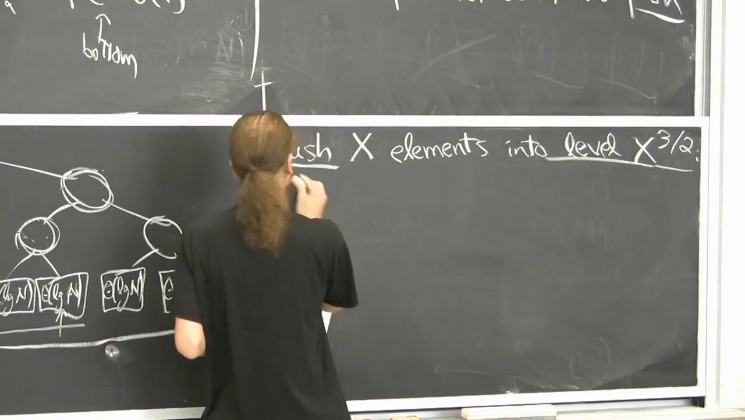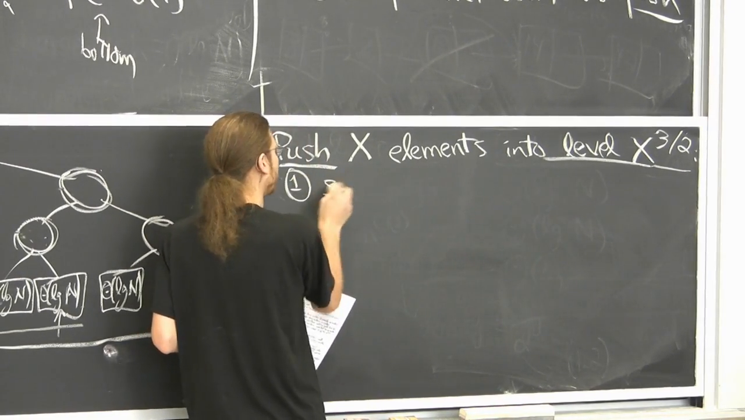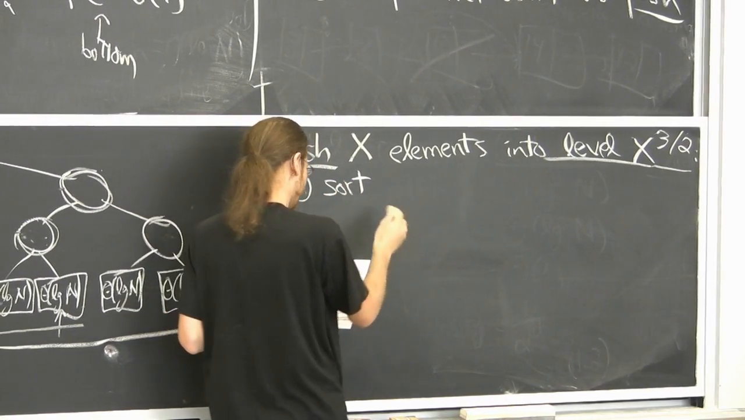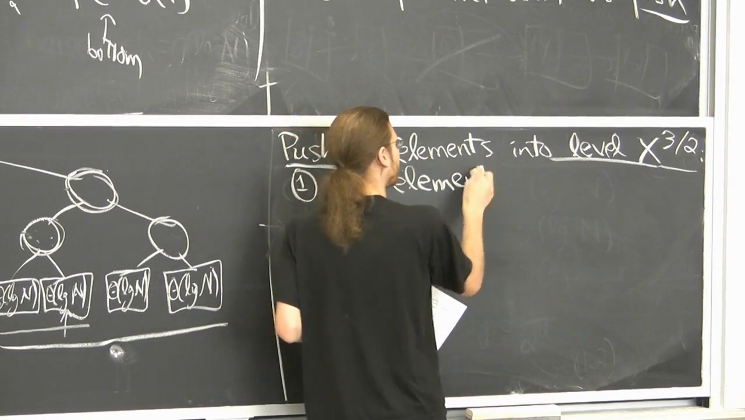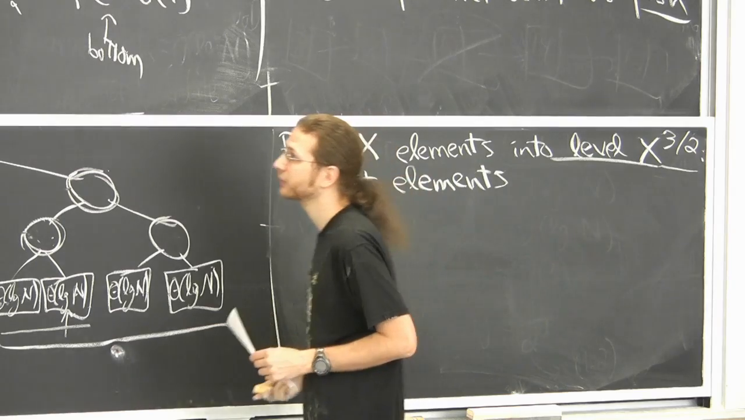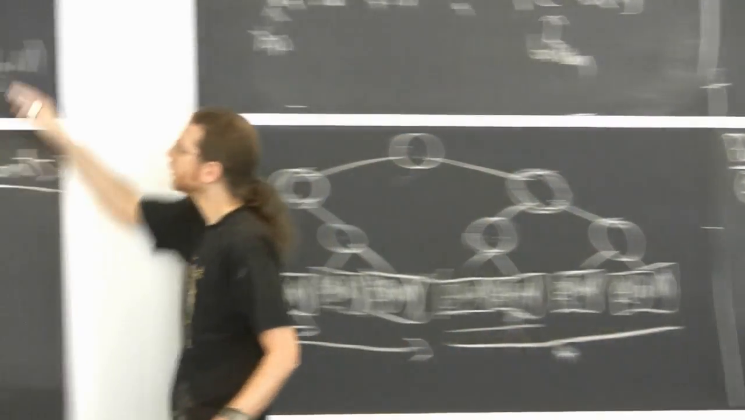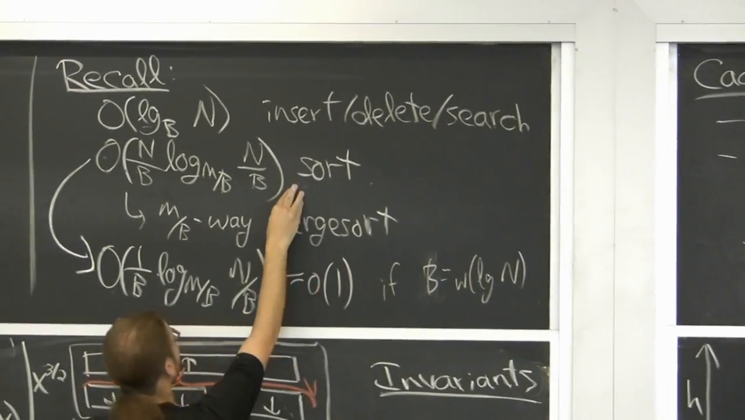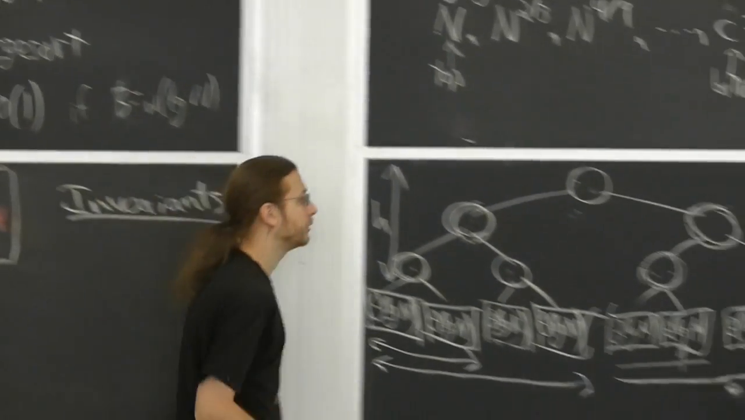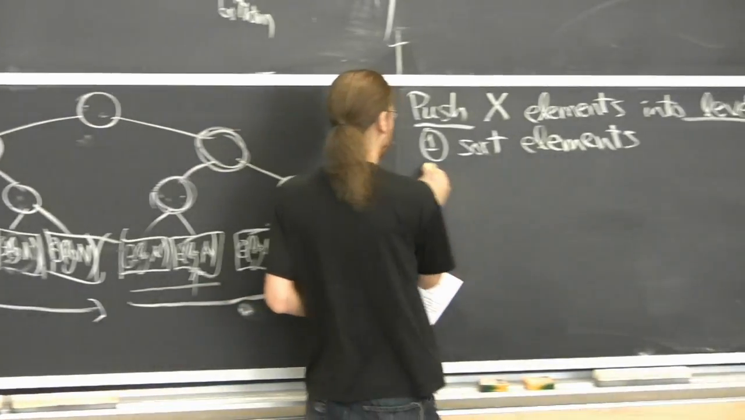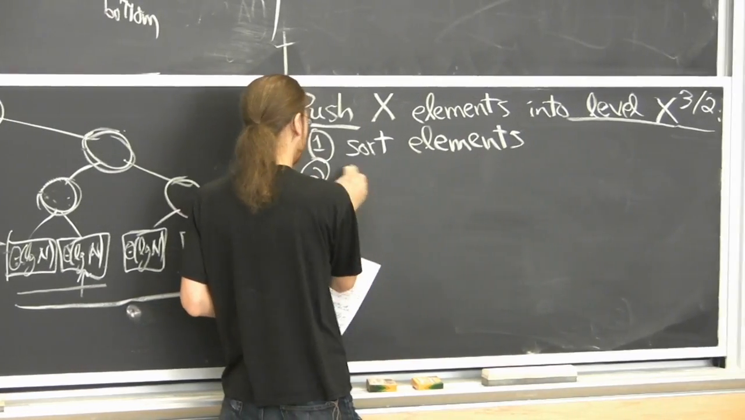So how do we do this push? First thing we do is sort those X items. This is where I need the black box, which is that we can sort in N over B, log base M over B, N over B, cache obliviously. So we're going to use that here. It's not hard, but I don't want to spend time on it.